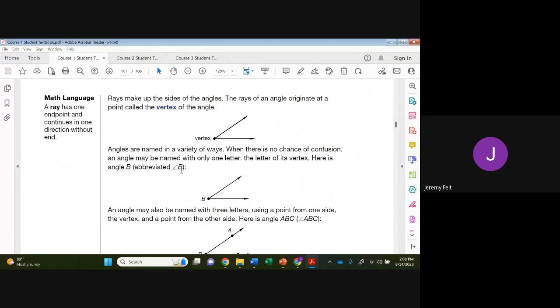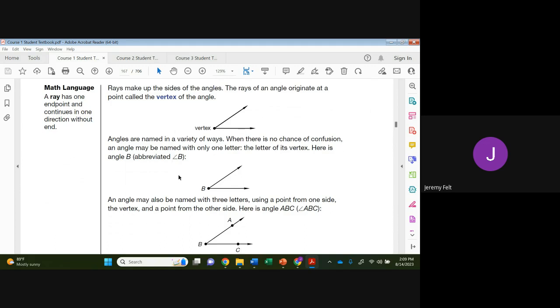We could write angle B, but usually we use this symbol. Let me highlight right there to indicate angle B. I know it looks similar to the greater than or less than symbol, but it's just angle B. So we just use that to save time versus writing out the word angle every single time.